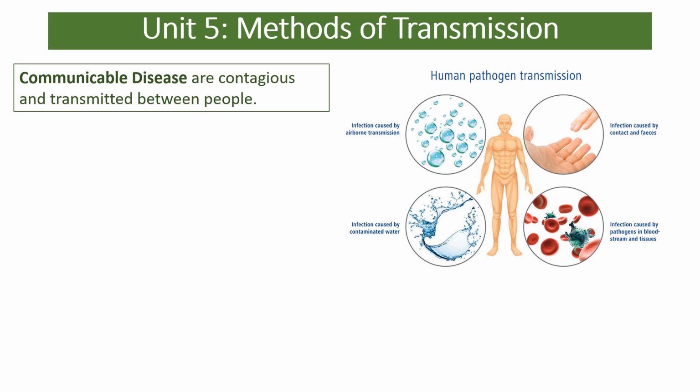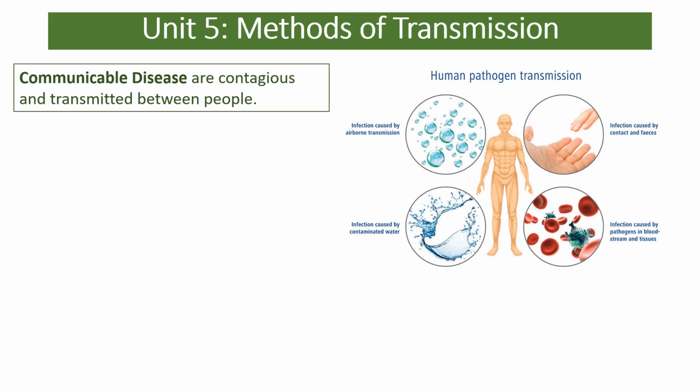Diseases can be spread by airborne or droplet transmission, so coughing. It can be spread by contact, so if you've got the flu and you shake someone else's hand, that could spread it. It could be spread through feces, through not washing your hands properly after going to the toilet. It could be spread through contaminated water. An example of that is cholera, which used to be a problem in the UK and isn't anymore since we've developed good water cleaning systems.